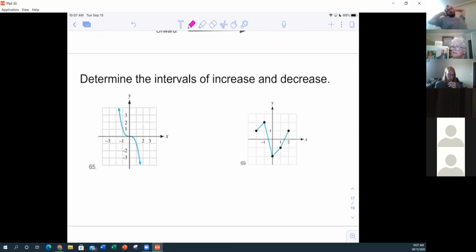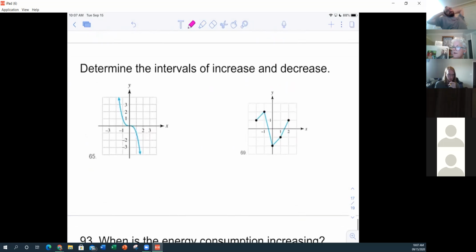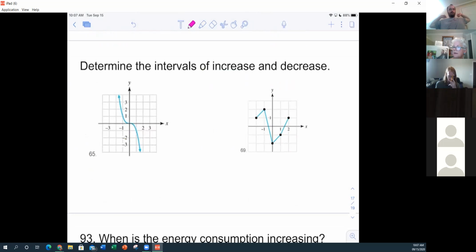Okay. So on 65, now this one's kind of interesting. Does it have any humps? Like, does it have any maximums or minimums, does it have anything that looks like that or like that? It doesn't, right?